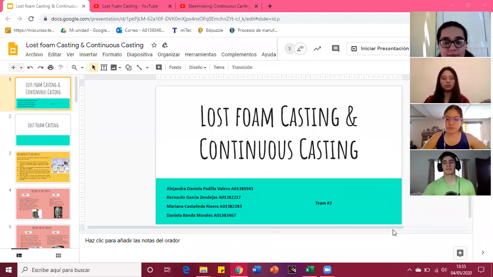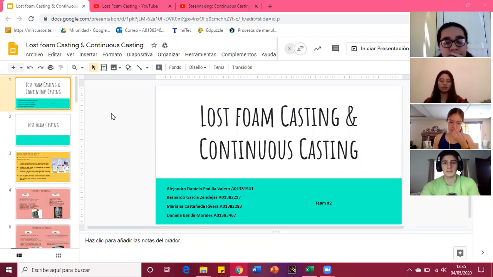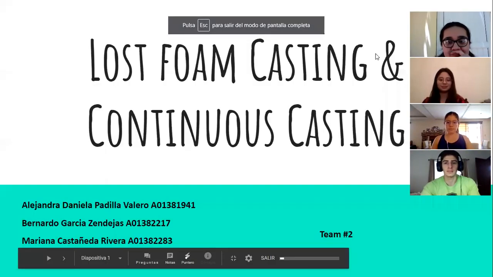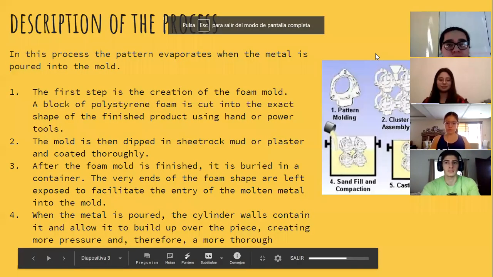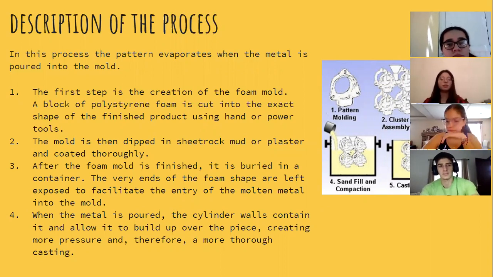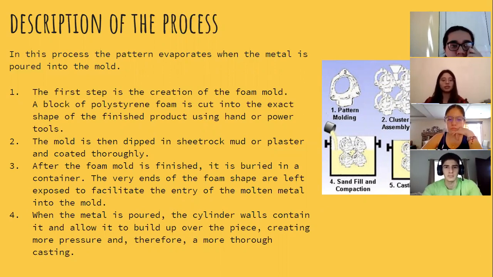Hi, we're team number 2, and we are going to present lost foam casting and continuous casting. First off, we're going to talk a little bit about foam casting. For this process, the pattern evaporates when the molten metal is poured into the mold.